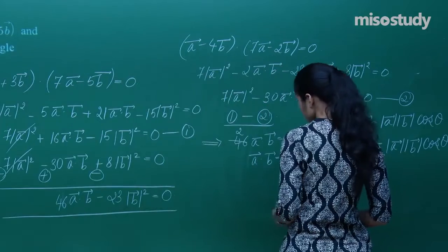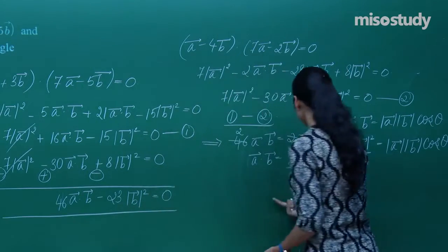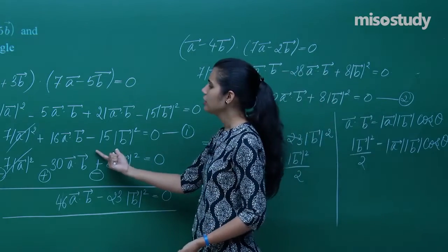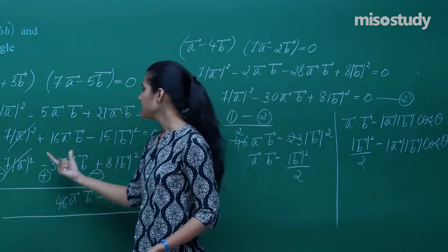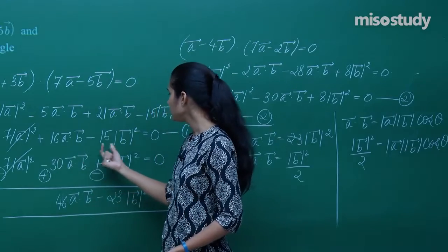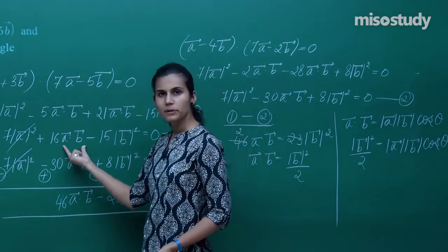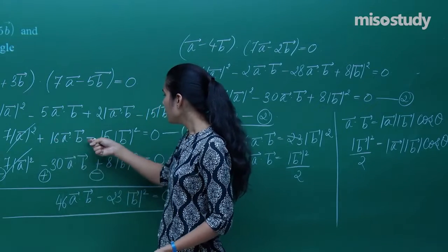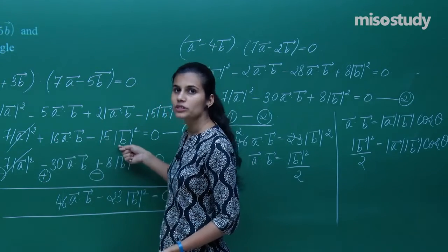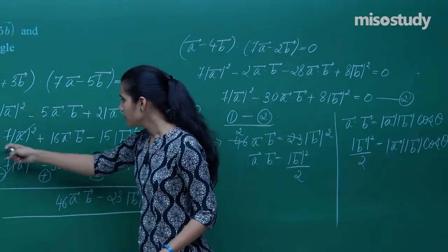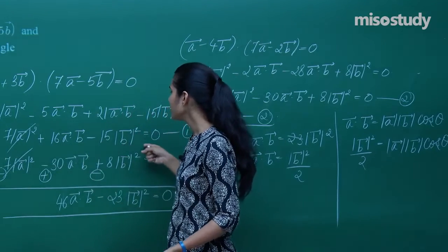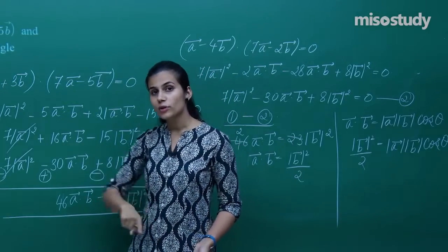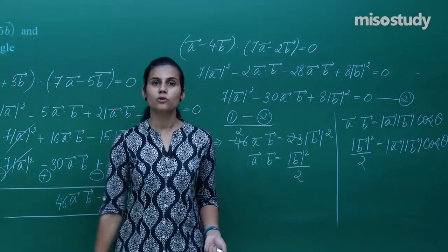See, this relation actually gave you that a dot b is mod b square by 2. If you put it in equation 1, what do you get? 7 mod a square plus 16 a dot b minus 15 mod b square equals 0. A dot b will be replaced by mod b square by 2, so you will be getting 8 mod b square minus 15 mod b square, which is minus 7 mod b square. 7 mod a square minus 7 mod b square is 0. So you get mod a square equals mod b square, which means mod a equals mod b.